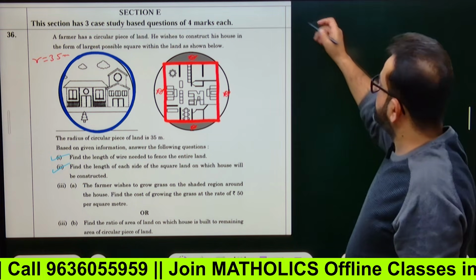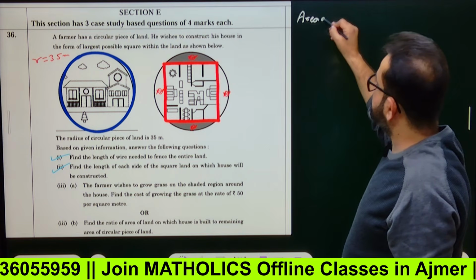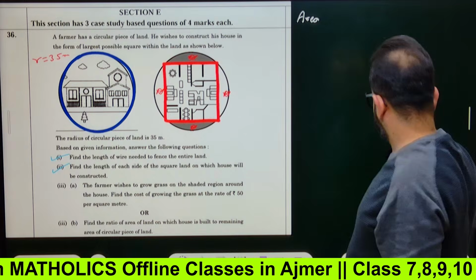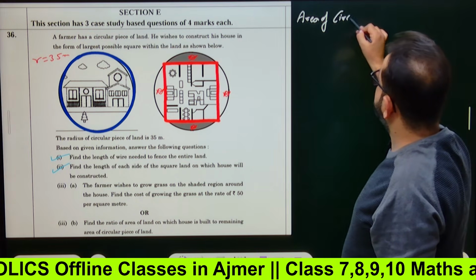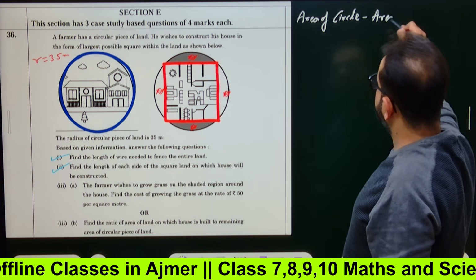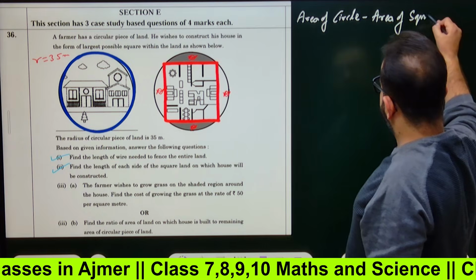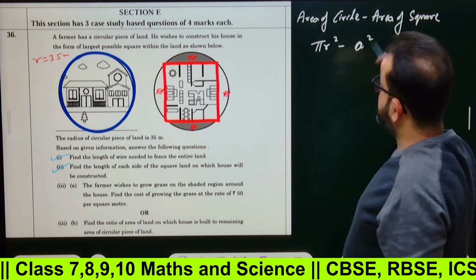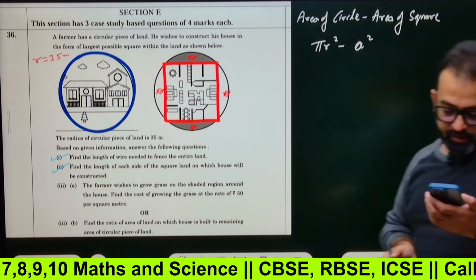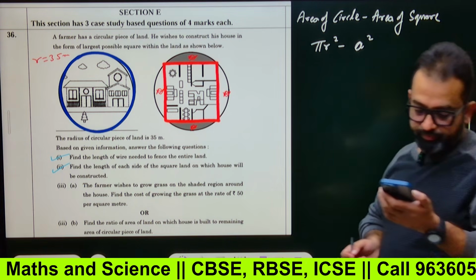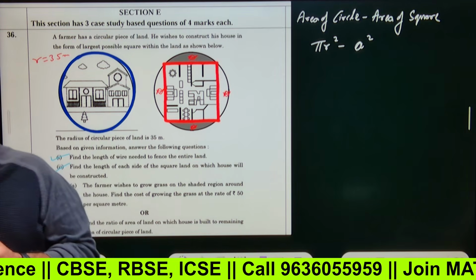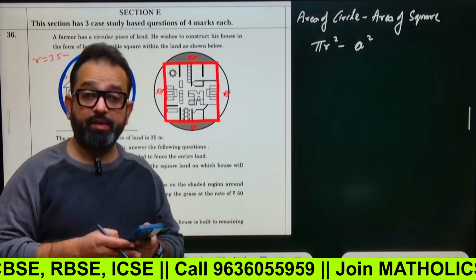Okay. So we'll do area of circle first. Area of circle minus area of square. So what is the area of a circle? It is pi r square. What is the area of a square? It is side square. What will be pi r square? Tell me fast.